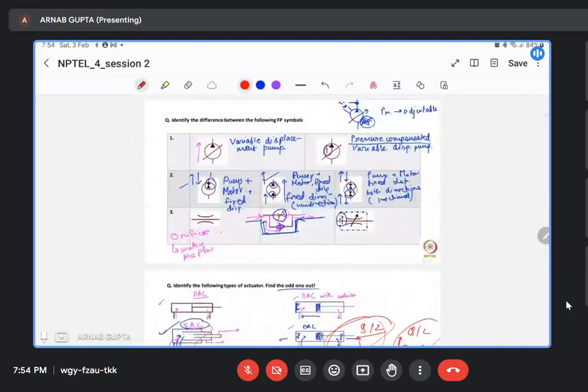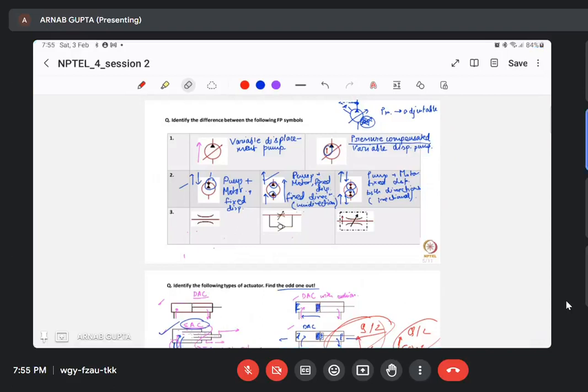Okay, I haven't written down the names, I think, for these elements. Can you tell me the name of this particular element? These are all flow control valves, right? I think the first one is a free flow orifice, sir. No, it is not a free flow. It is a fixed orifice, right? Only a fixed orifice.